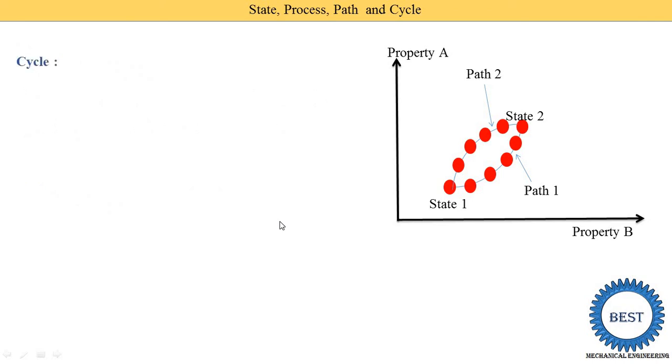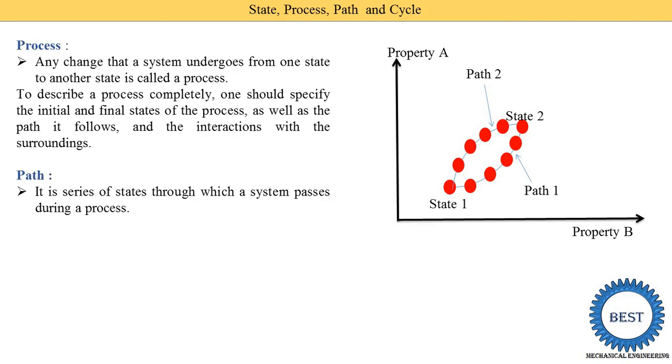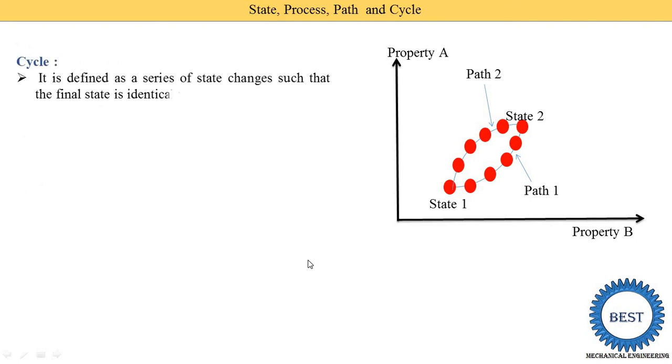Now the next is the cycle. It is defined as a series of state changes such that the final state is identical with the initial state. In a path we studied that a series of states is there, but in that definition we did not mention that the initial state and final state are the same. During the cycle, the initial state and final state are the same. It is called a cycle.